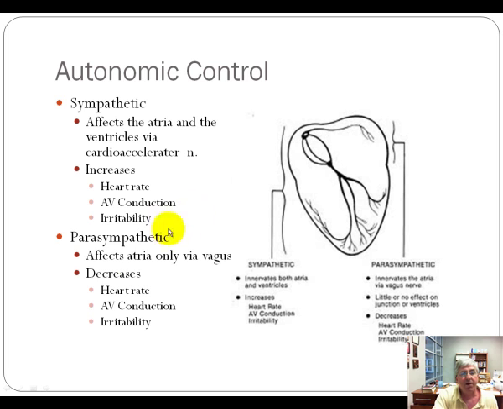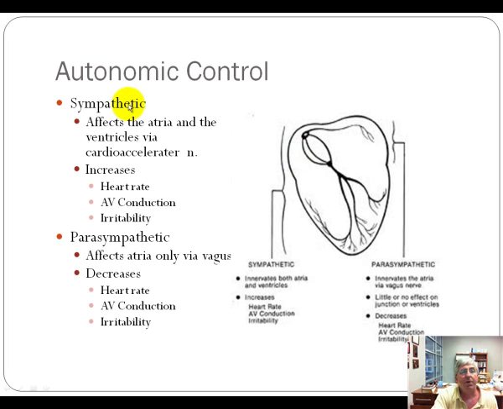The parasympathetic nervous system is just the opposite. By the way, the parasympathetic system primarily affects only the atria, whereas the sympathetic nervous system, by way of the cardiac accelerator nerve, affects both the atria and the ventricles. But the parasympathetic nervous system, by way of the vagus nerve, decreases all these things: it decreases heart rate, decreases the conduction between the atria and the ventricles, and decreases irritability.